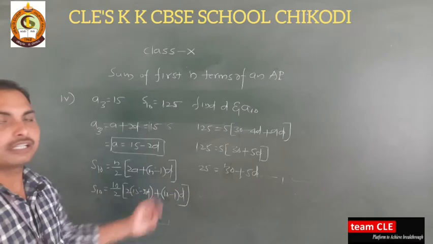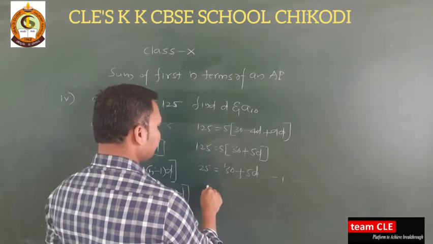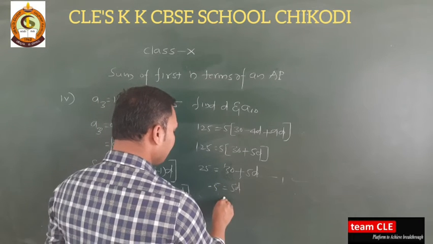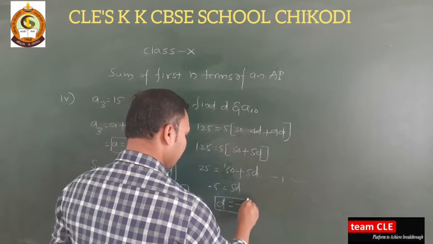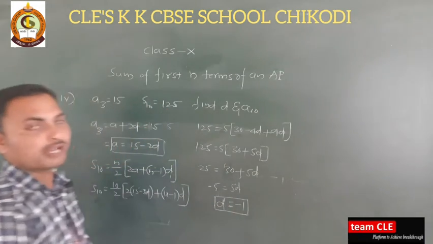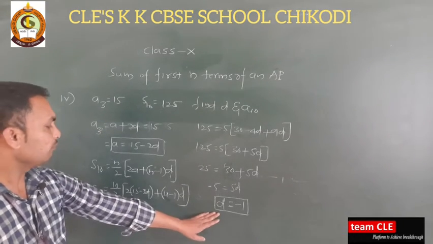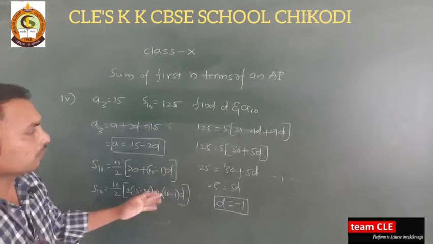Okay, this I'll take this side. So once I take this to this side, the remaining is minus 5 and this side we have 5D. So D is equal to minus 1. So once we got D is equal to minus 1, this is 2 into 2 minus 4, correct, everything is correct.